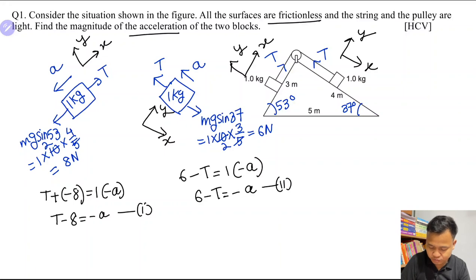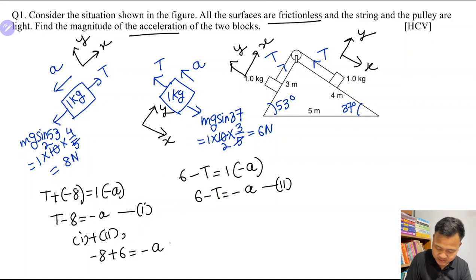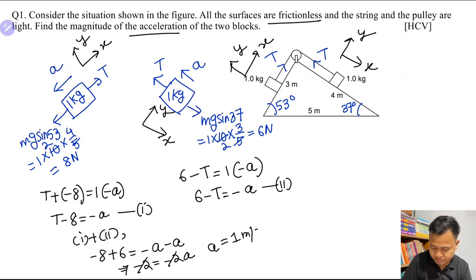Now equation 1 plus equation 2. Plus T and minus T cancel out. The remaining terms: minus 8 plus 6 should be equal to minus a minus a. So minus 2 equals minus 2 into a. Cancel out, so what do you have? a equals 1 meter per second square. This is the acceleration.